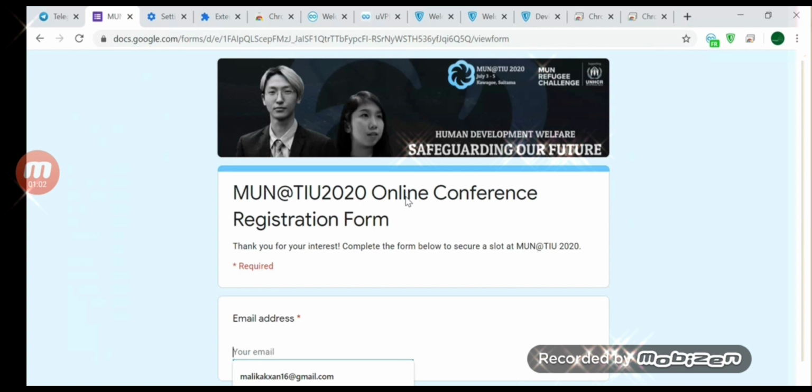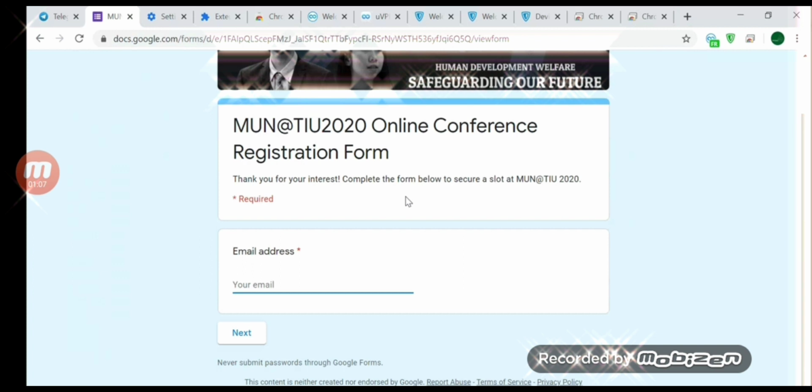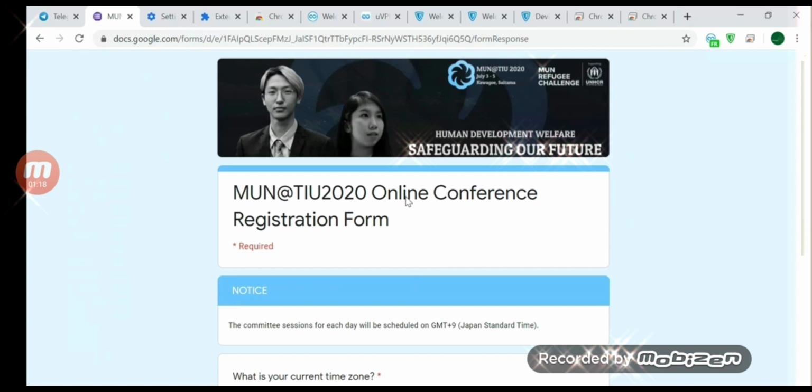Okay, I'm starting with registration, and the first thing you need to take into consideration while registering is writing your email address. So I'm writing it here. Alright, so I'm waiting for it to load.